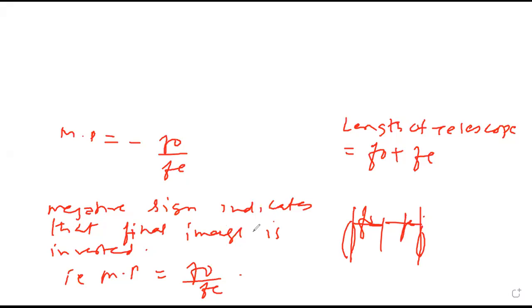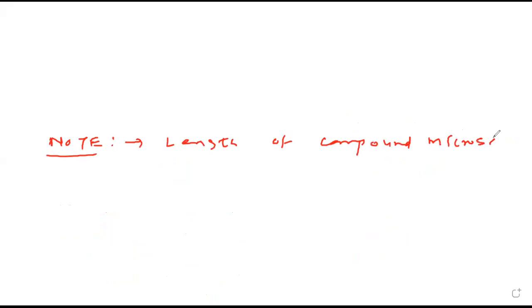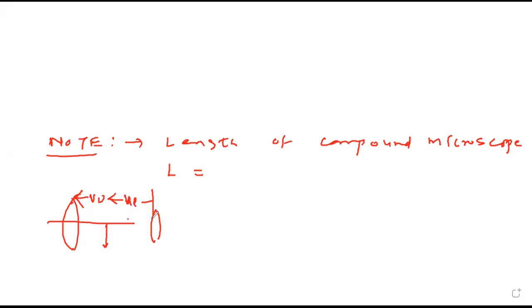Is this clear now? Yes, sir. Let's also see the length of the compound microscope in the notes. Length of compound microscope L equals to. Now if you see the compound microscope ray diagram in your book, this was the object and image distance as V naught, and for the second one it was Ue. Is it equal? Yes, sir. So it is V naught plus Ue.